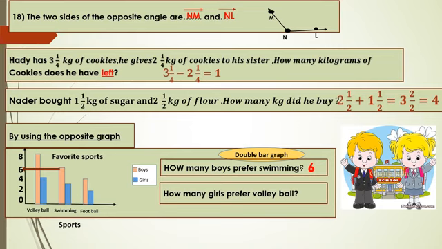Another question, how many girls prefer volleyball? We look at the double bar graph. How many girls prefer volleyball? 4. So there are 4 girls.